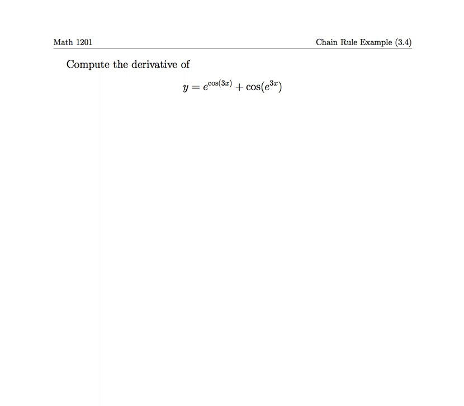All right, so we have this function here. We have y equals e to the cosine of 3x plus cosine of e to the 3x. I just want to start by reminding us of the relevant rules here.